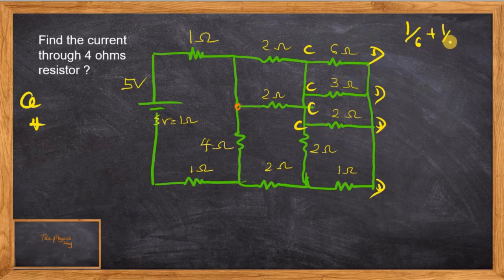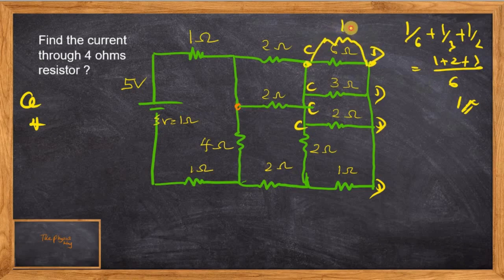1/6 plus 1/3 plus 1/2, take the common denominator 6: 1, 2, 3, so 6/6, which is 1 ohm. So from this point to this point D, we have only 1 ohm, and we can remove these values now. It's not there, not there, not there, only we have 1 ohm within CD. And from D, say this is E point, so DE we have 1 ohm.